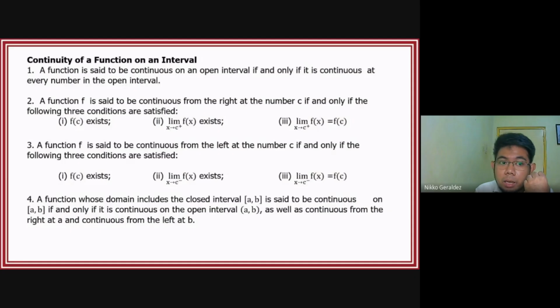So, pag meron tayong given interval, ito yung rules natin. Naka-base lang din dun sa 3 conditions: f of c exists; then, the limit exists; then, the limit of f of x as x approaches c is equal to f of c. So, naka-base lang din sa 3 conditions.